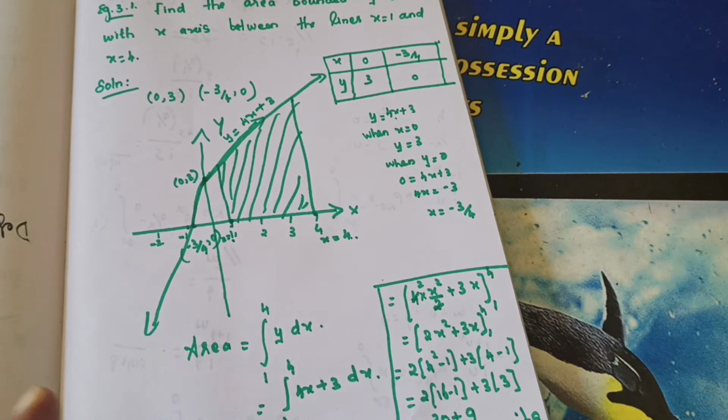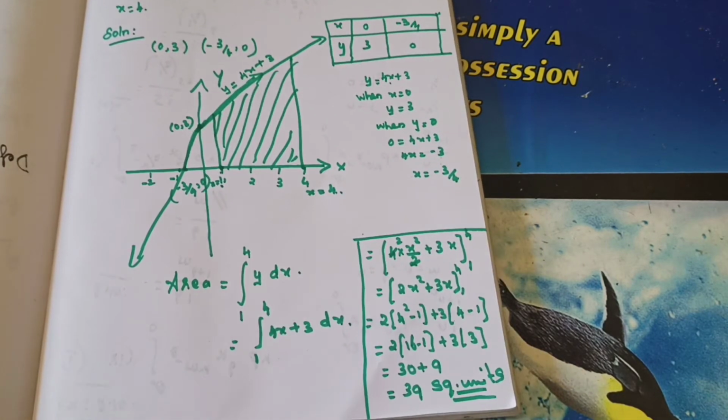So 0, 3 and minus 3 by 4, 0. First you plot the point. Draw the straight line. Afterwards according to the given limit draw the vertical line. And that's the area bounded by the curve. Then y dx, whether it is above or below, when you are drawing the curve only you will find it out.